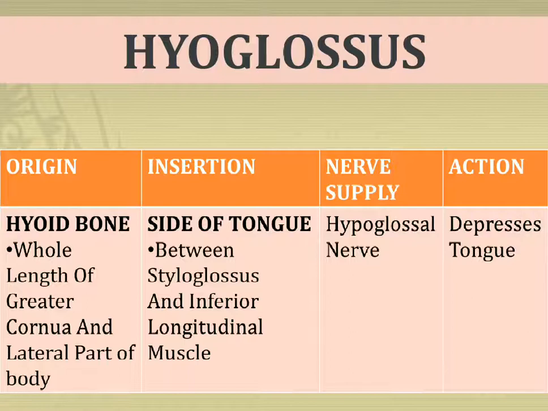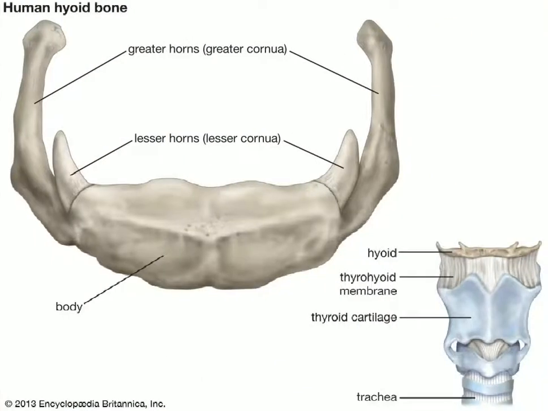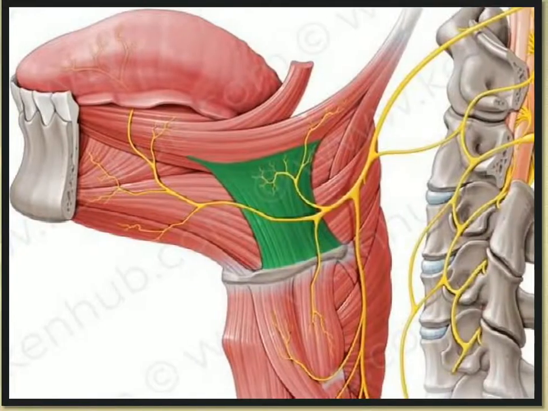Nerve supply is by the hypoglossal nerve, and its action is it depresses the tongue. So point of origin के तरफ, point of insertion pull होता है, because hyoid bone is below the tongue, so it pulls the tongue towards it. Again, the hyoid bone with the cornua and the body. So whole of the length of the greater cornua and the lateral surface of the body. This is the muscle. Hyoglossus gets inserted into the side of the tongue, and it has to cross in between the styloglossus and the inferior longitudinal muscle.